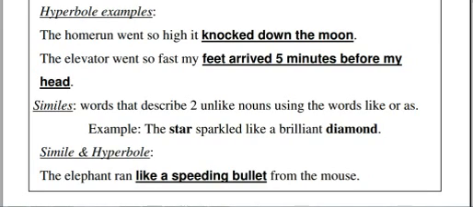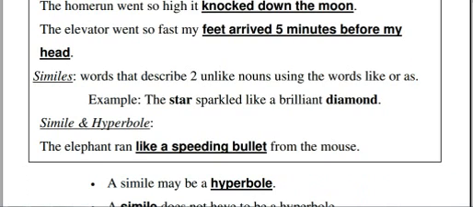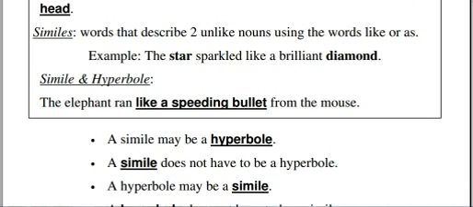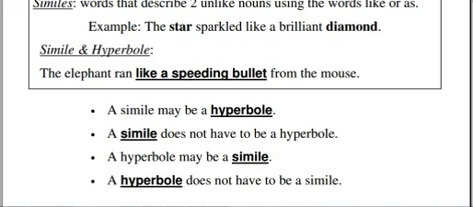Now, the trick is you have a choice of blending these or not blending these. So, a simile may be a hyperbole. There's a chance that it could be. But a simile does not have to be a hyperbole. A hyperbole may be a simile. A hyperbole does not have to be a simile. So you'll see cases where you just have hyperbole, you'll see cases where you just have a simile, and you'll see cases where the two are blended. Go ahead and turn to the next page.